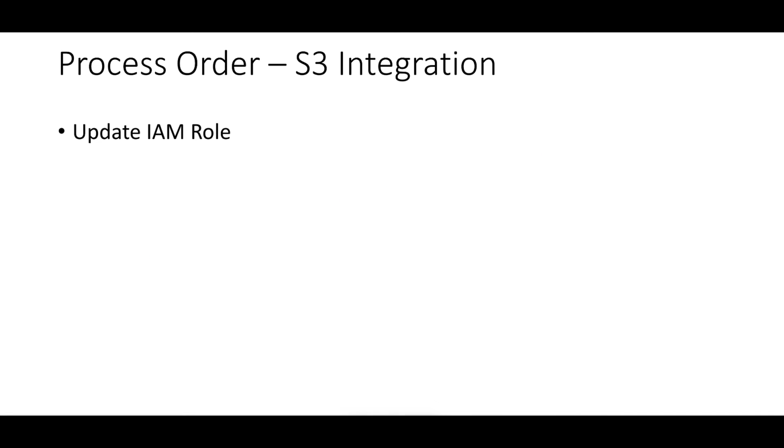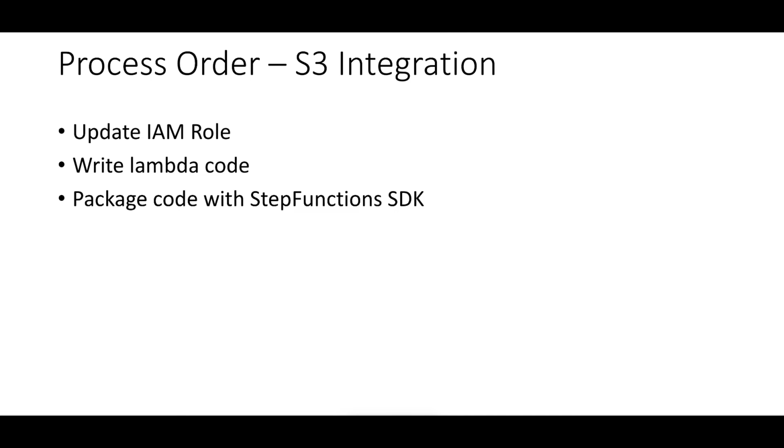For this exercise, we'll go through some steps. So we first have to update the IAM rule used with the lambda function to have access to S3. Second, we will write the lambda code and create the lambda function that will be triggered by the S3 bucket create object and has the capacity to read this file and start an execution based on the inputs within this file. We will package our code together with the step functions SDK we have created in the last lecture. We will create the process order S3 lambda function.